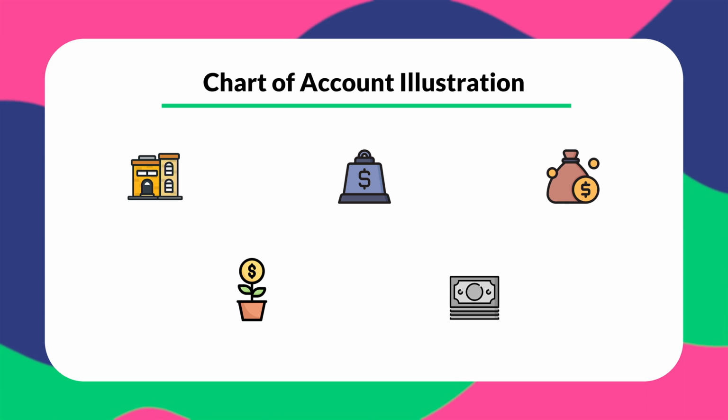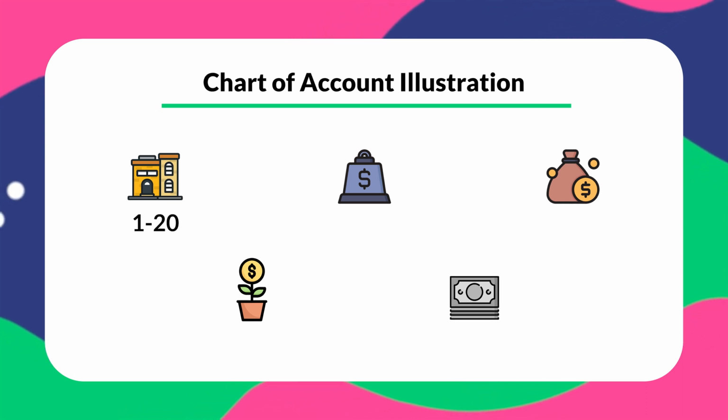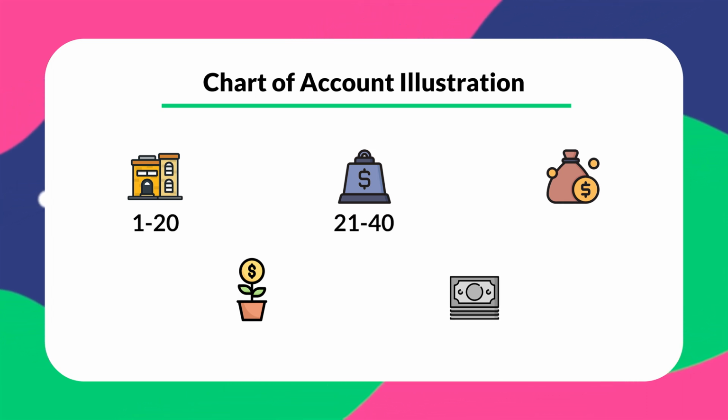So if the numbers you select are, let's say, 1 through 20 as your asset accounts, 21 through 40 as your liability accounts, 41 through 60 is equity, so on and so forth.